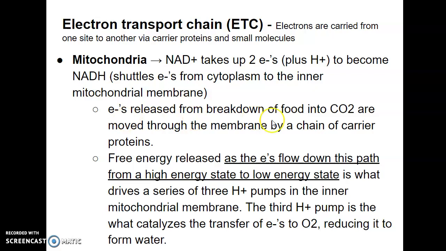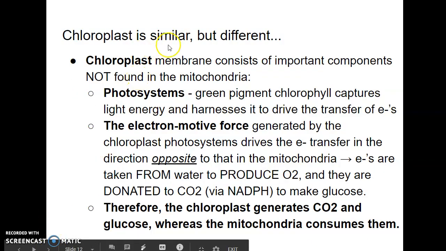The electrons that are released then from the breakdown of foods such as glucose into CO2 are moved through the membrane by a chain of carrier proteins. The free energy released as those electrons flow down the path from a high energy state to a low energy state is what drives a series of 3 hydrogen ion pumps in the inner mitochondrial membrane. And then that third hydrogen ion pump is the one that actually catalyzes the transfer of electrons to oxygen, reducing it to form water. In the chloroplast, it's similar to this, but it's also different, right?